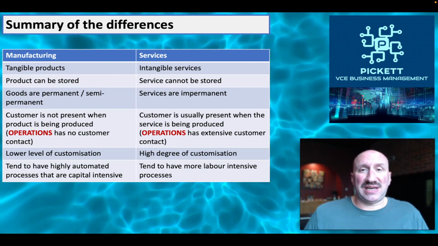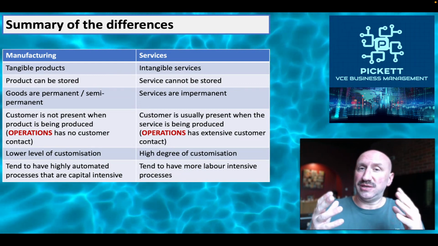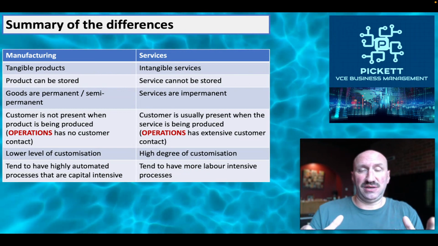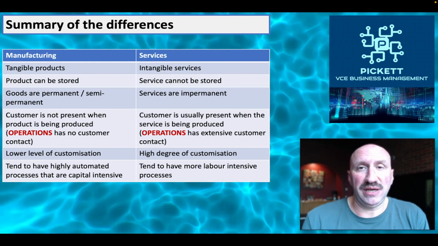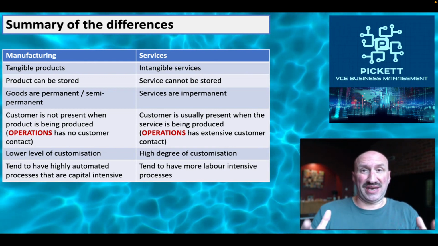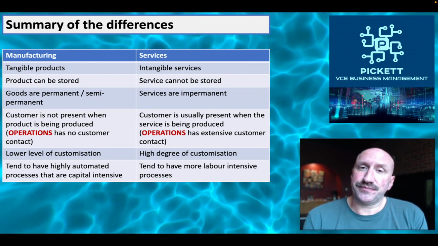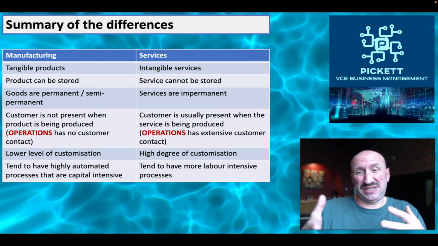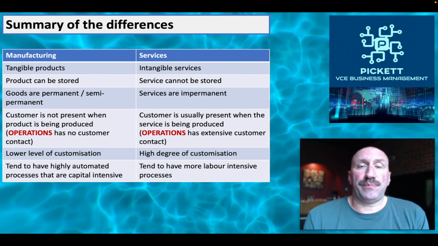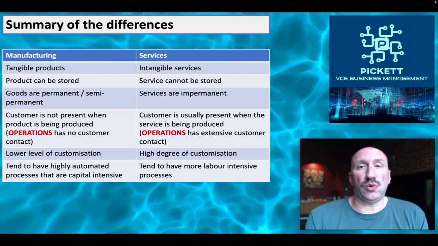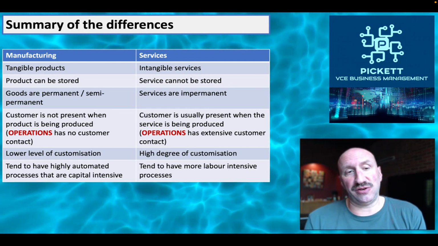Now, this is basically the key to this in terms of your learning. This is a simple table which summarizes the key differences between operations in manufacturing and services. So really, most of your learning is going to involve learning this table and then producing this in answers. So, first difference. We've touched on this already. This is summarizing a lot of what we've just said. Manufacturing businesses produce a physical, tangible product, whereas services produce an intangible service.